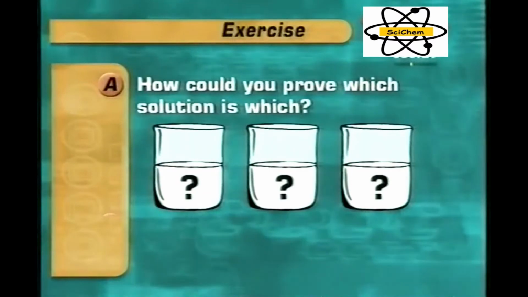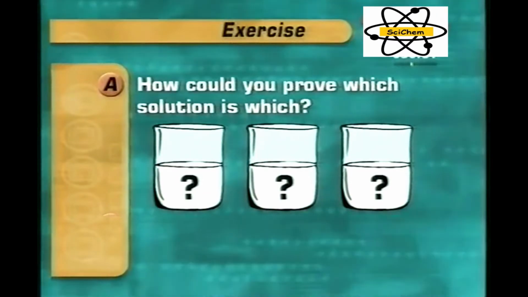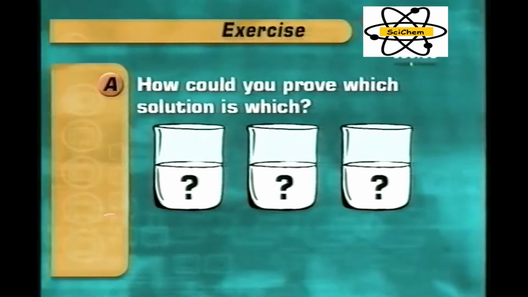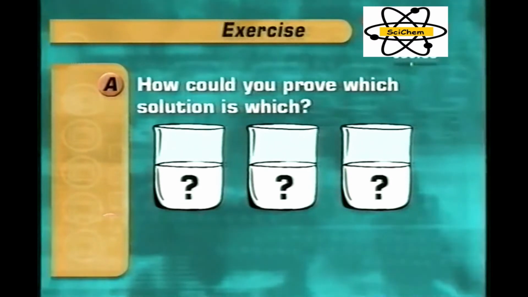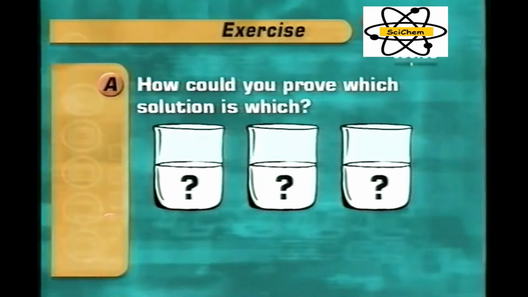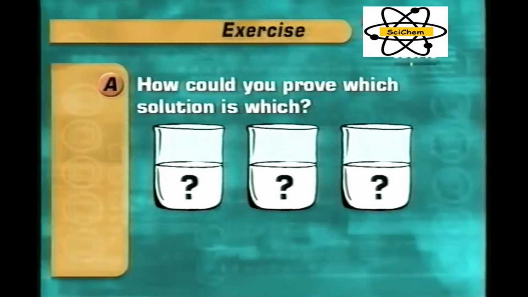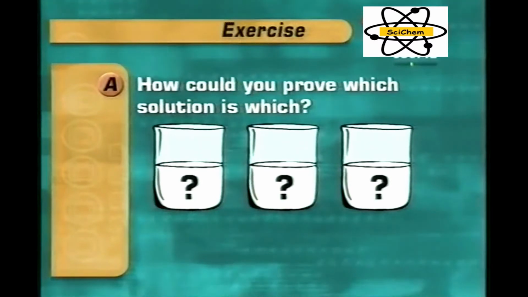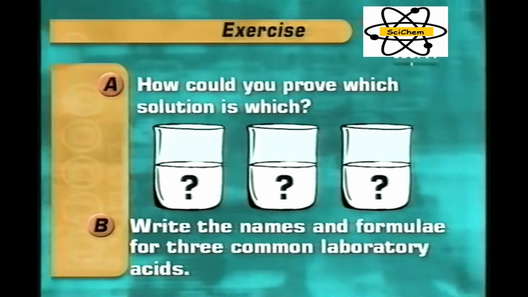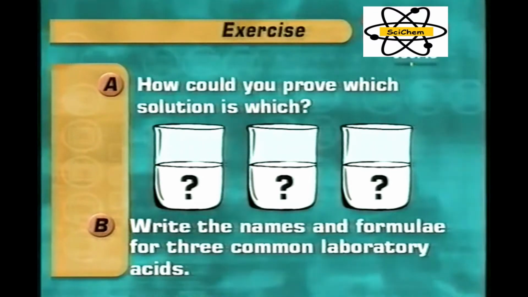Here's an exercise. You're given 3 colourless solutions and told that one is acidic, one is alkaline, and the third is neutral. Describe an experiment you could do to prove which one was which. Write down the names and formulae for 3 common laboratory acids.